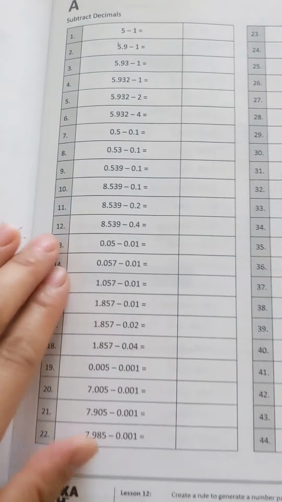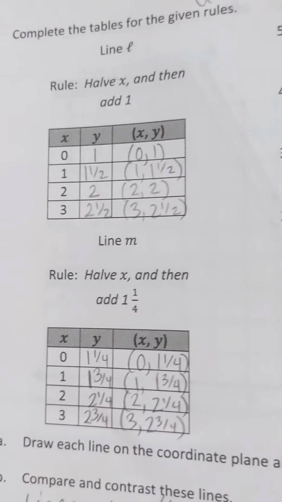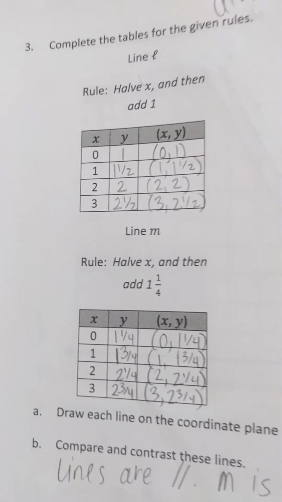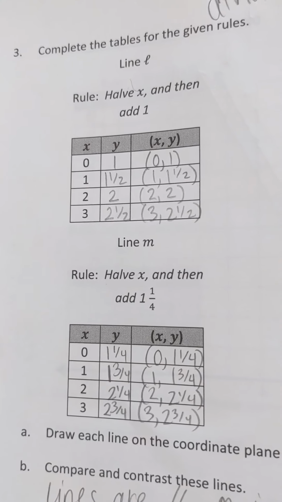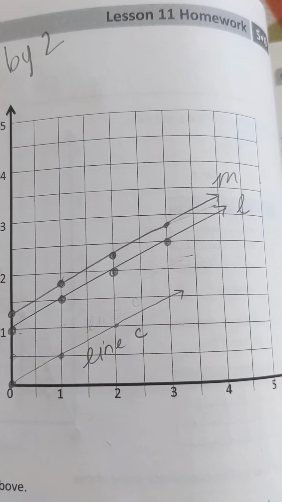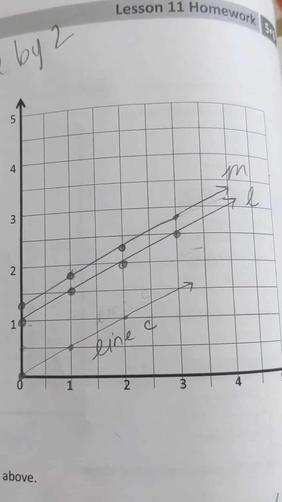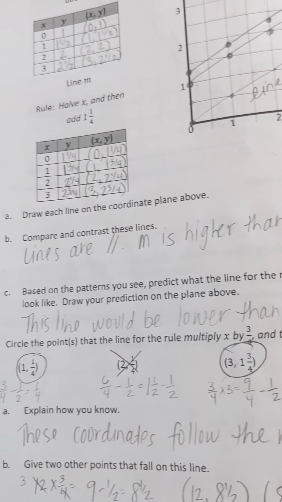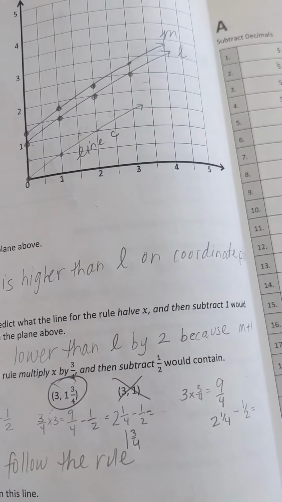Okay. If you chose division, so if you chose page 60, here are the tables with the coordinates. So feel free to pause. And then here's what your two lines, line L and line M, look like. And here you can see the lines are parallel, but M is higher on the coordinate plane.